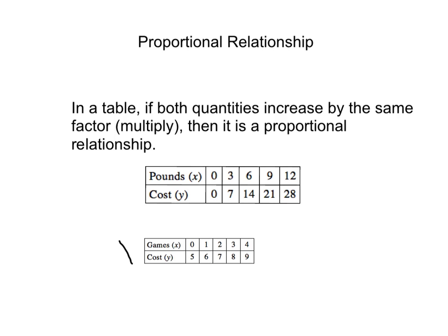All right, now let's consider this table. Let's ignore the 0 and the 5, and let's go to the 1. If I go 1 times 2, that would be 2. But 6 times 2 is not 7. 6 times 2 would be 12. If I go 1 times 3, that's 3. But 6 times 3 should be 18, not 8. So this is not proportional. We can't multiply each quantity by the same amount.